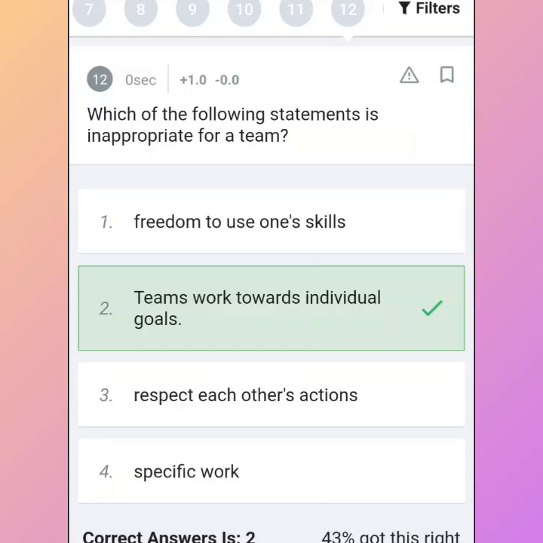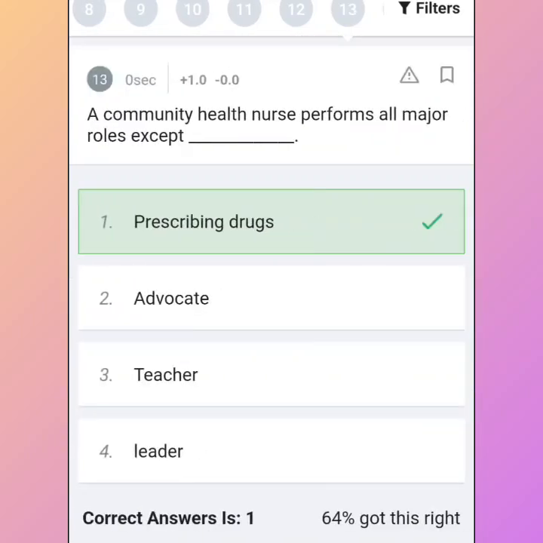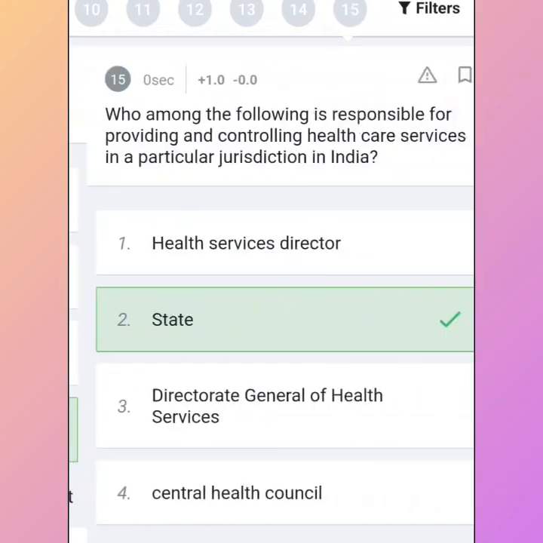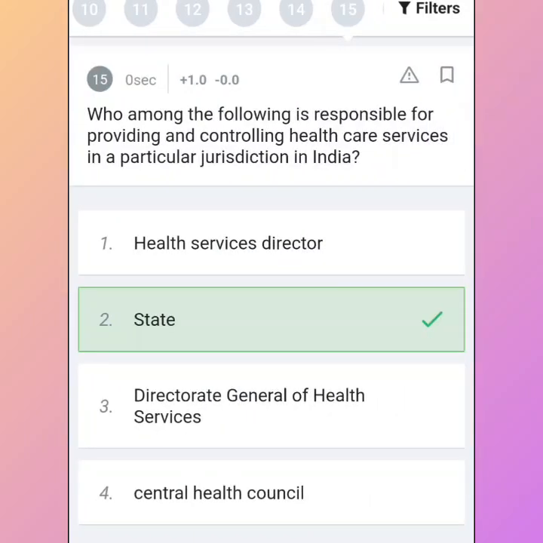Which of the following statements is inappropriate for a team? Option second, teams work toward individual goals. A community health nurse performs all major roles except option first, prescribing drugs. Which is the highest literacy state in India? Option 4, Kerala.